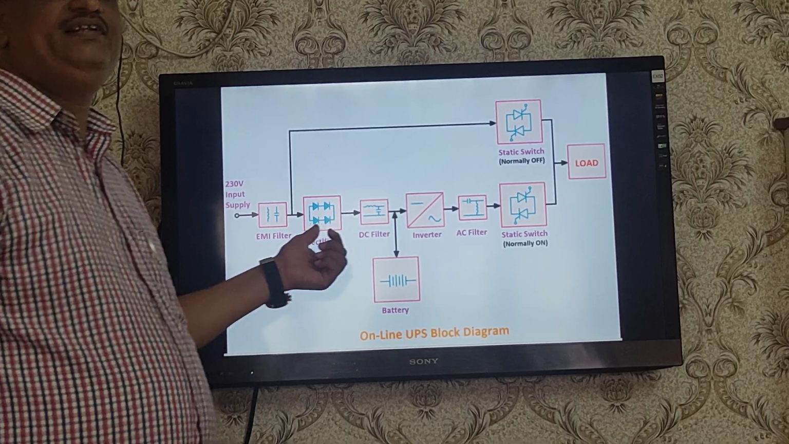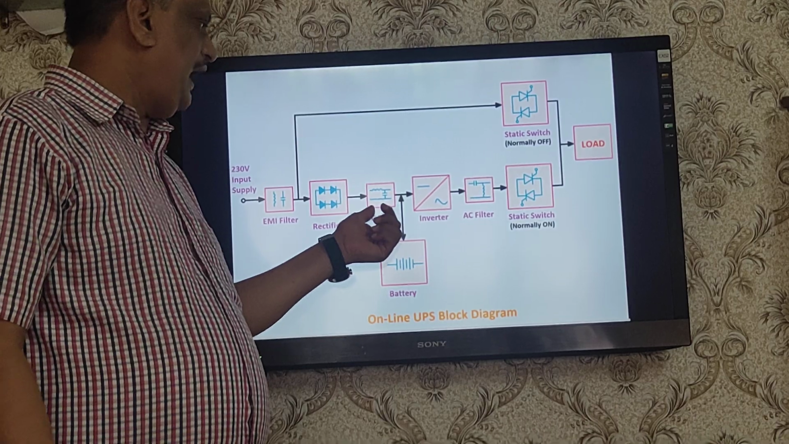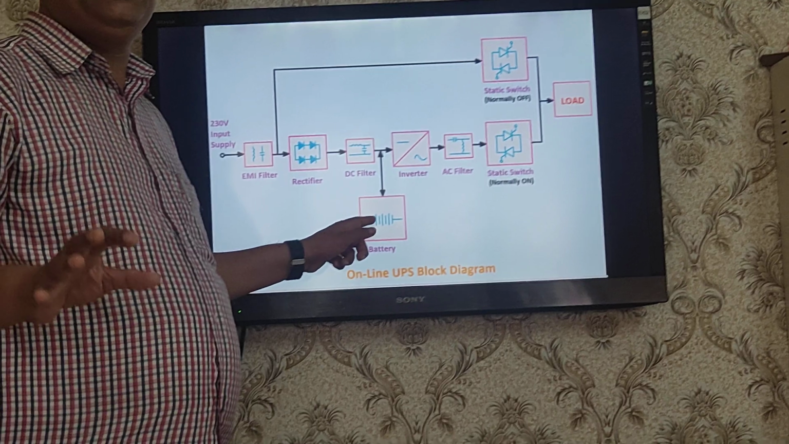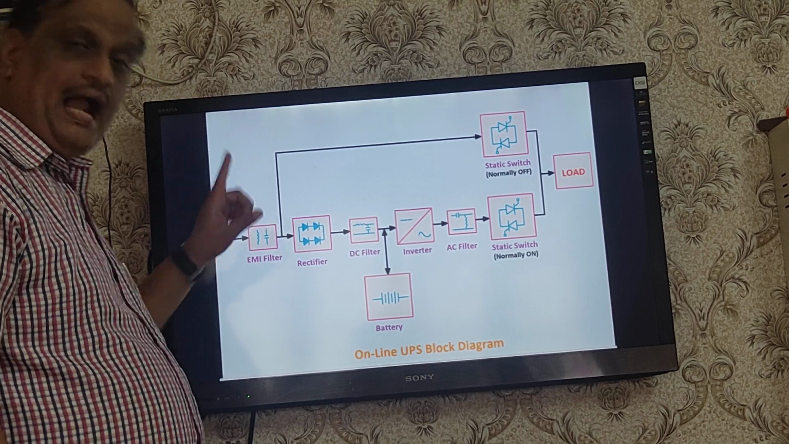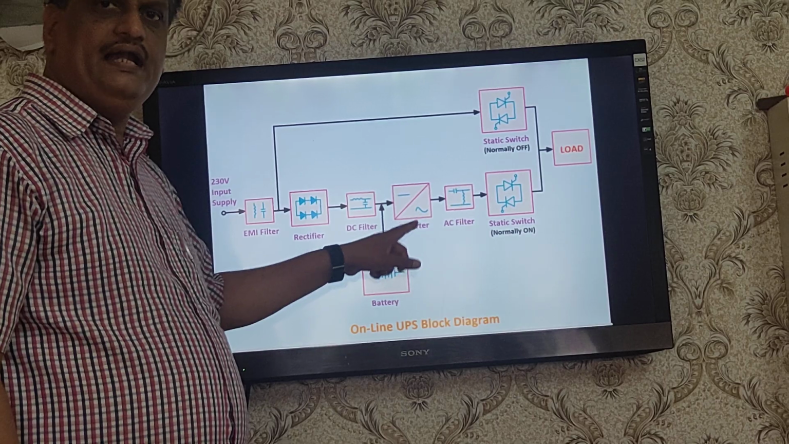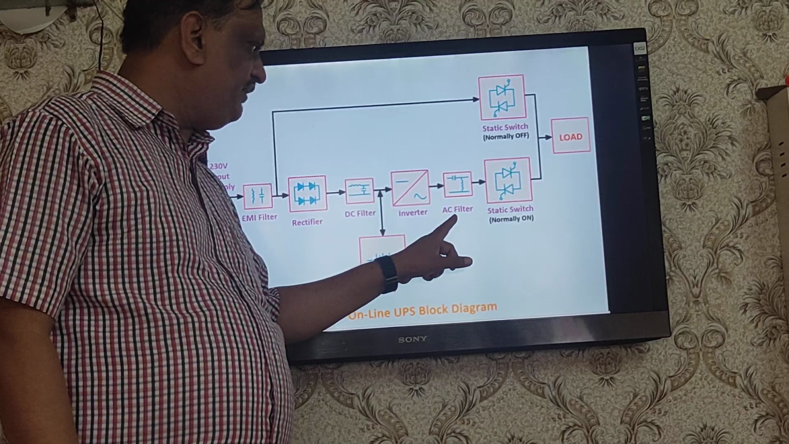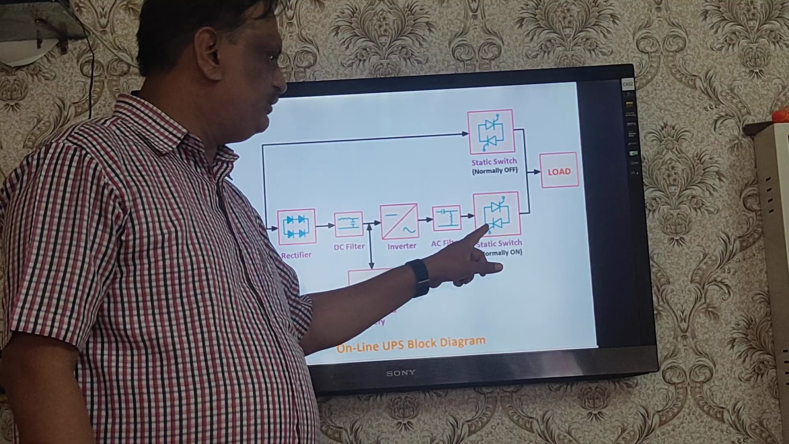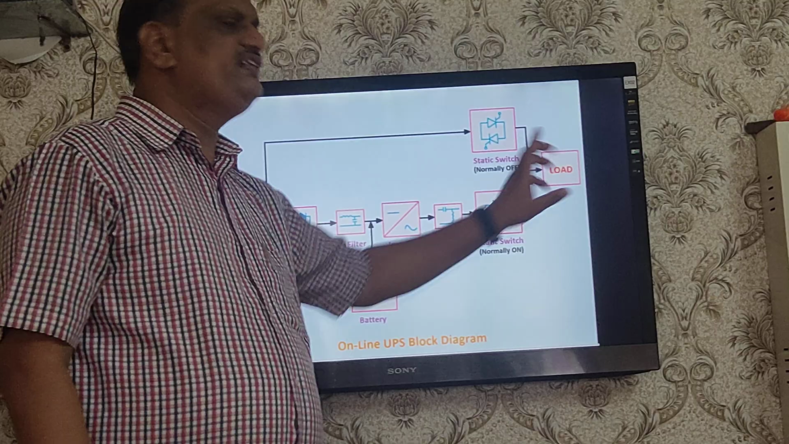Here the capacitor filter is used for taking out the ripples from the DC, and that output voltage, which is pure DC voltage, is supplied to the battery for charging purposes. So the battery is continuously getting charged when the mains is available. At the same time, the battery supplies current to the inverter, and the inverter converts this DC voltage into AC voltage. This AC voltage is again fed to the AC filter for removing EMI, and then it is fed to static switch 1, which is the normally on static switch, through which the load gets connected.